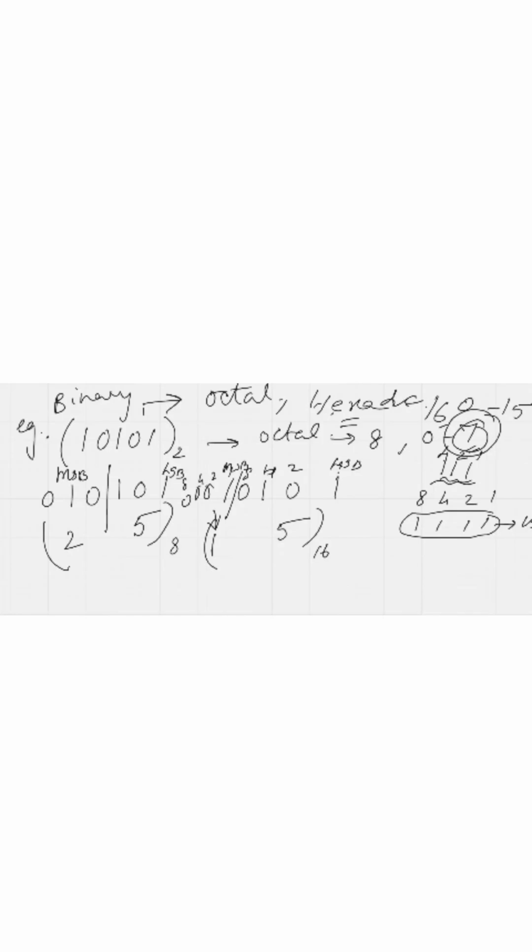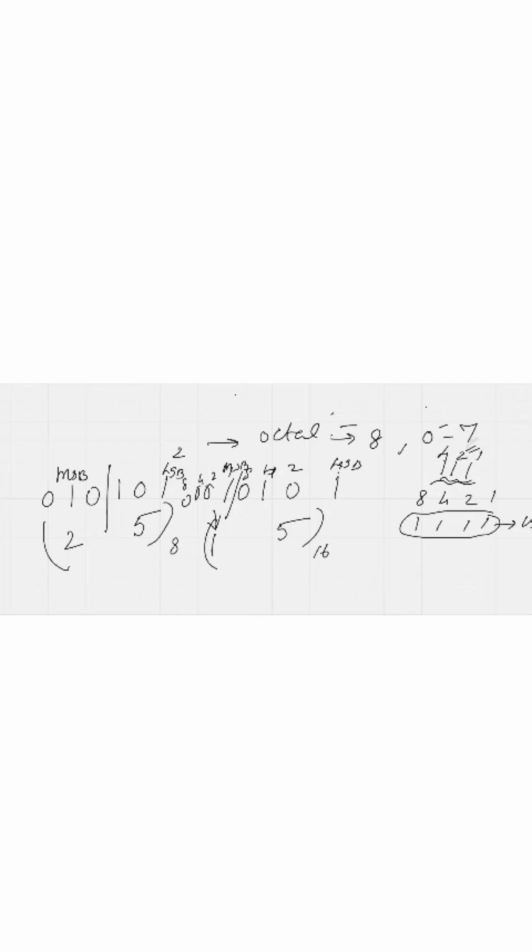And next we can see how to convert an octal number to a binary number. Octal number to a binary number. So now you can take an octal number. Let us consider the octal number as 345.